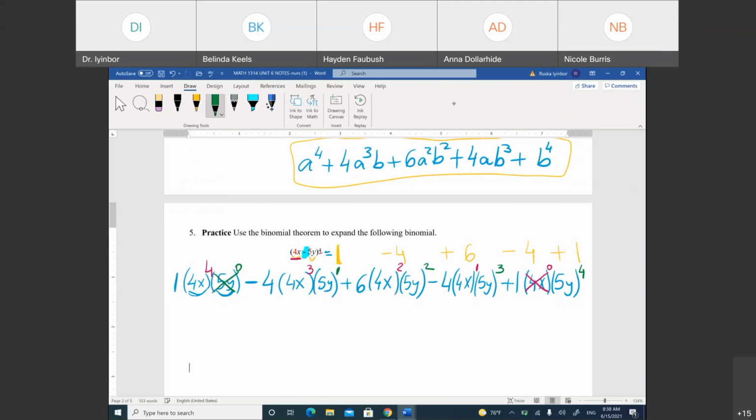Okay, so now we just have to simplify each term. You have to do the exponents and combine the numbers. I'm going to do term by term. In the first term, 5y to the 0 is 1, so it disappears. What I need to do is just 4 to the 4 and x to the 4. So what is 4 to the 4? Of course, I need to multiply by 1, but 1 times 4 to the 4 is just 4 to the 4. I'm going to use the calculator. What is 4 to the power 4?